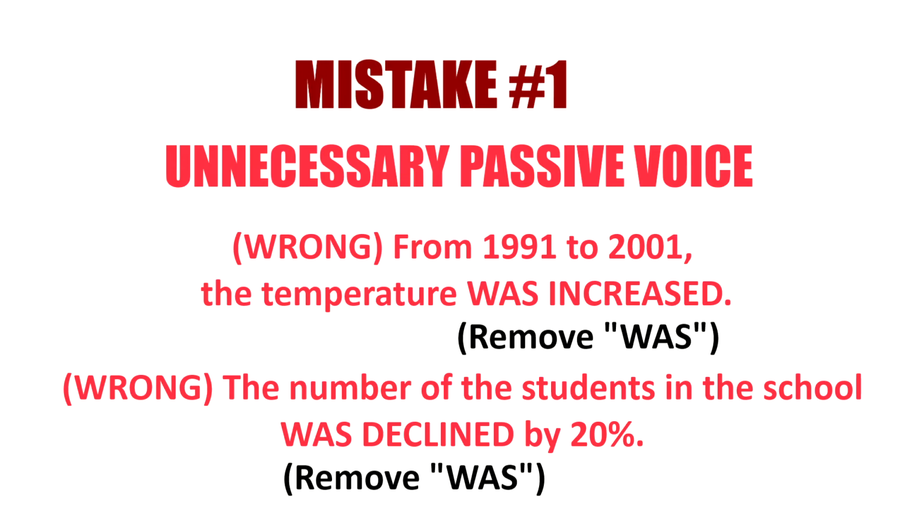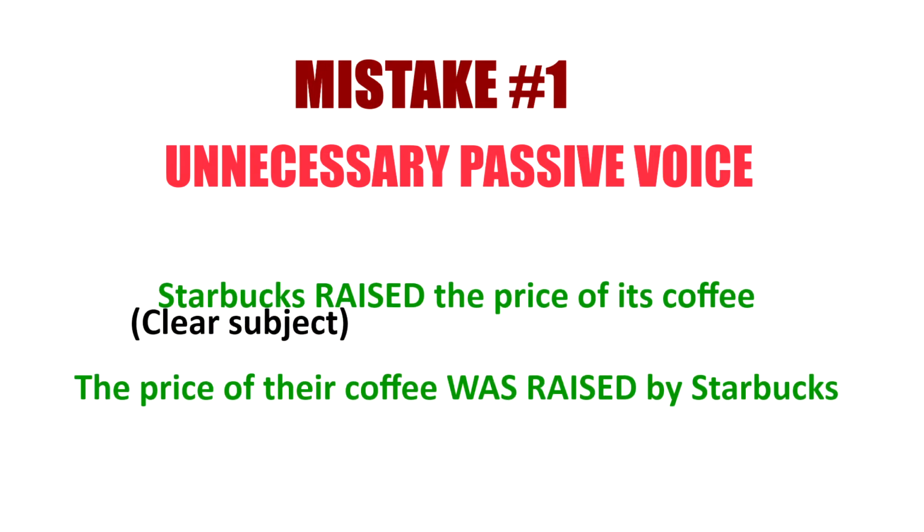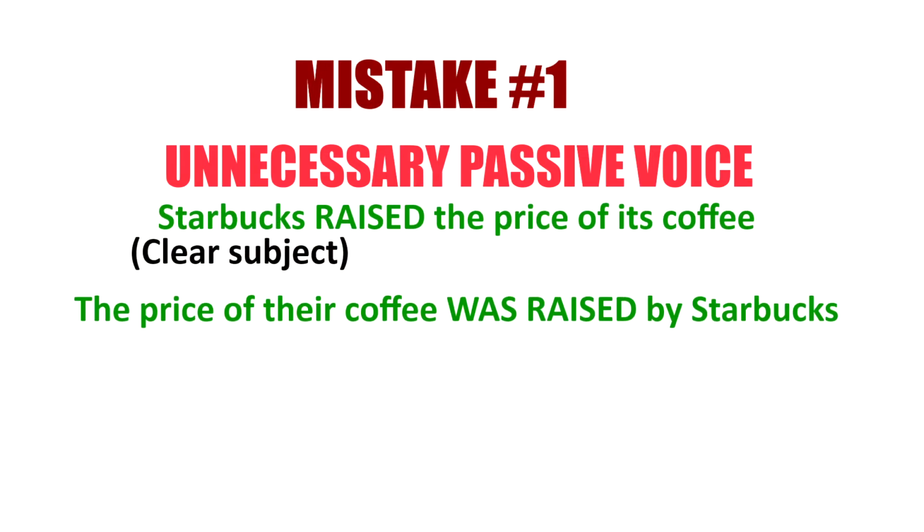Let's look at another example. We see a chart with the global price of oil. The price of oil increased dramatically. Wrong. The price of oil was increased dramatically. We do not need was. It is not being done by someone. However, we could make the sentence passive if we say Starbucks raised the price of their coffee 20%.